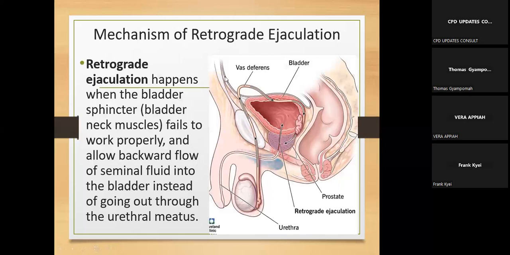So here with the retrograde ejaculation, it happens when the bladder sphincter, or for that matter, bladder neck muscle fails to work properly. And how should it work properly? It should work properly by closing. And we said that it will close under the influence of the sympathetic nervous system, which will contract. All right. So if there's any problem which will affect the proper functioning of the sympathetic nervous system, then it is going to affect the proper closing of the bladder neck. And for that matter, leaves a space for semen to also backflow. All right. So let's see the next slide.